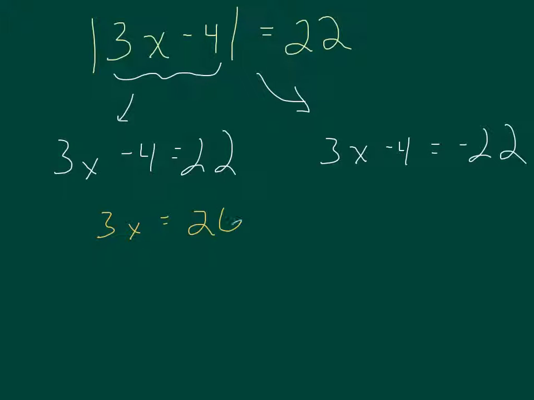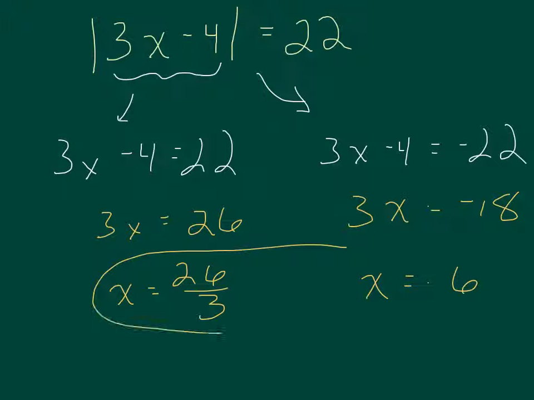3x equals 26, and 3x equals negative 18. I divide by 3, x equals 26 over 3, x equals negative 6. Those are my two solutions.